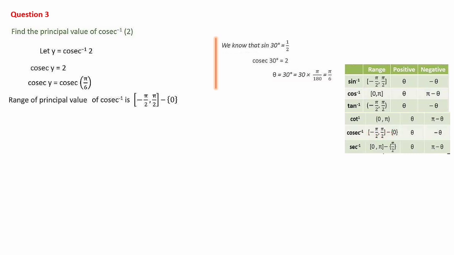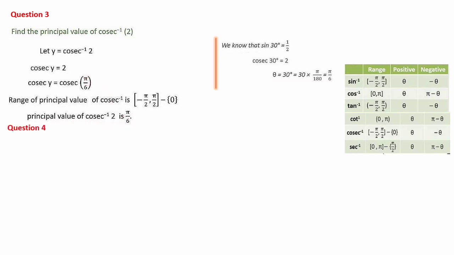So the range of principal value of cosec inverse is minus pi by 2 comma pi by 2 excluding 0. So here pi by 6 means 30 degrees. Surely 30 degrees is in between minus 90 and plus 90. Of course 0 is not included. So we can conclude the principal value of cosec inverse 2 is pi by 6.